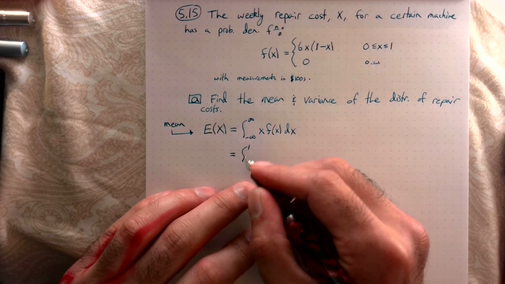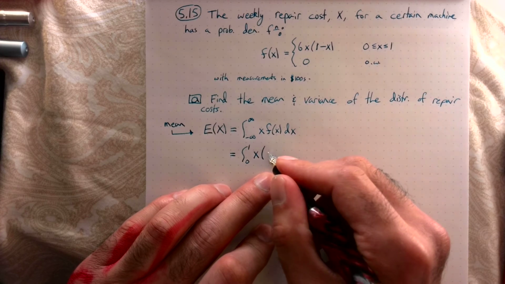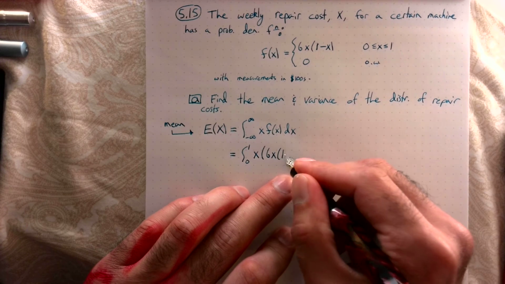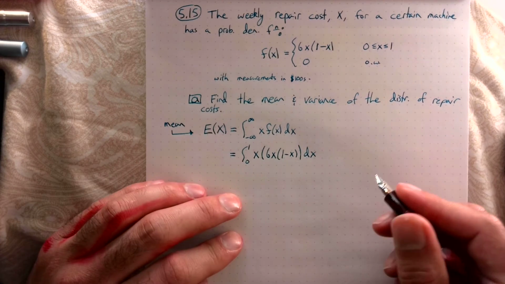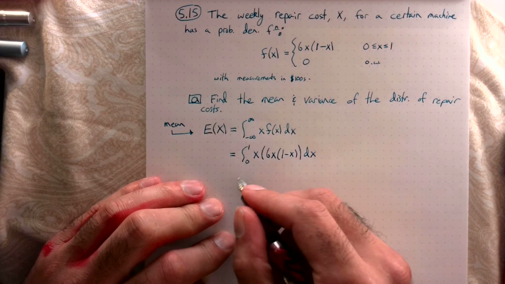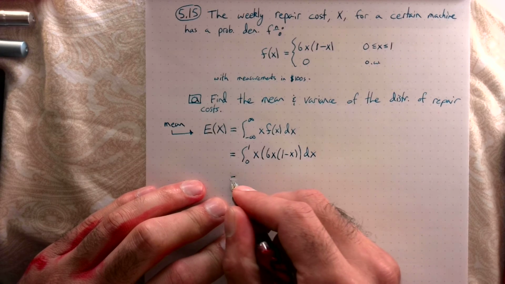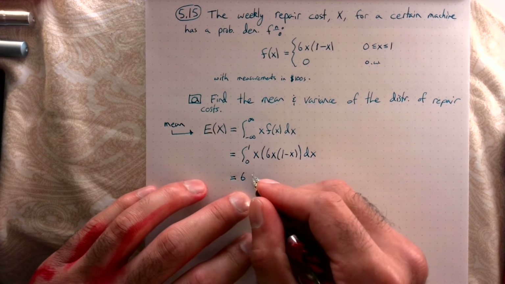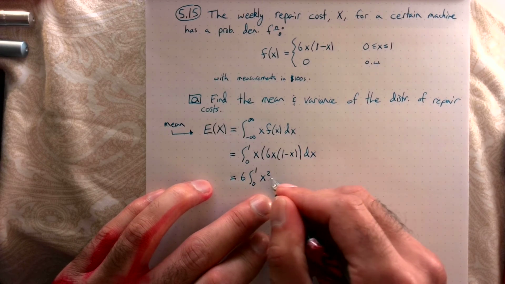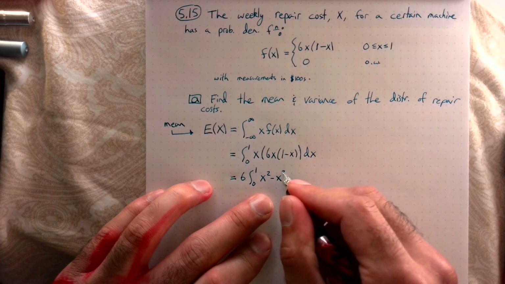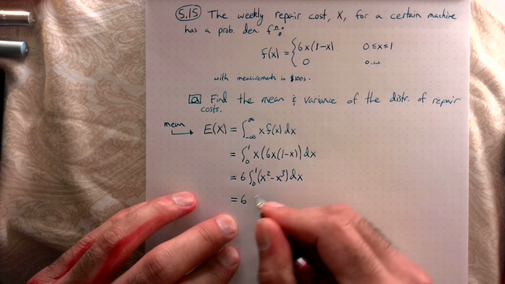So this is equal to the integral from 0 to 1 of x times our density, which is 6x times (1 minus x) dx. So let's pull out the 6 and distribute in this x squared. So this is going to equal 6 times the integral from 0 to 1. I distribute in the x squared, so I have x squared minus x cubed dx.